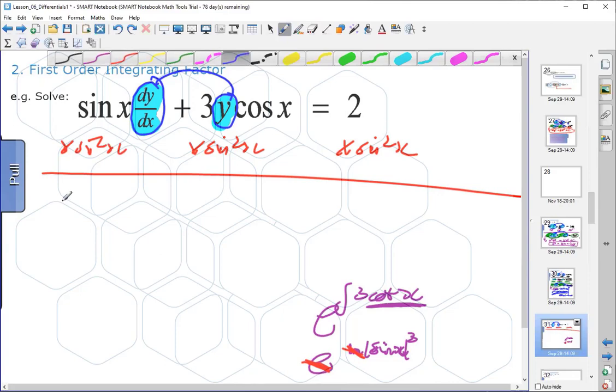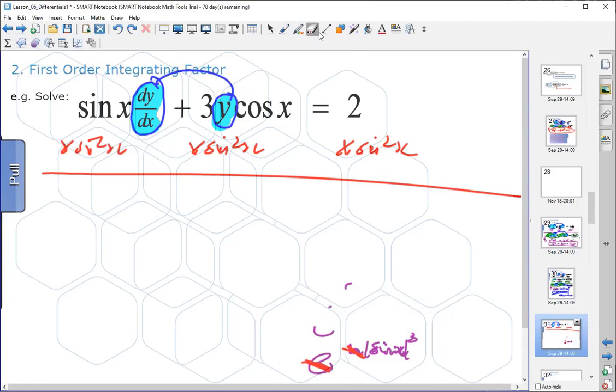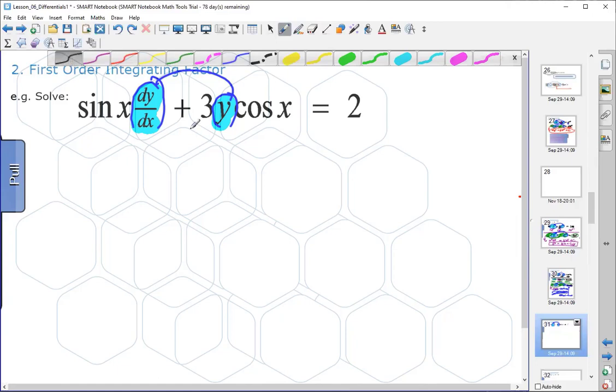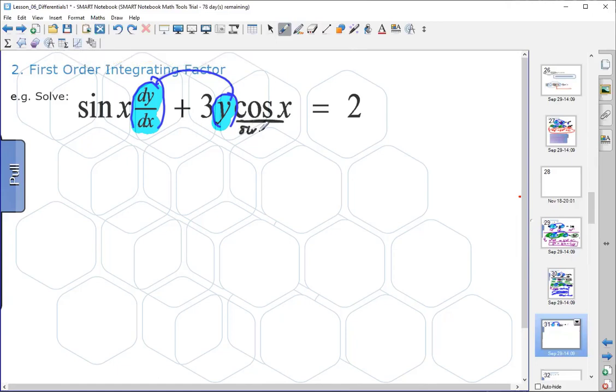Please, can you repeat that? I don't understand why you multiply by sine squared x and not sine cubed x. Okay. Did I do this properly? What's my next step supposed to be if I'm going to do it properly? I've matched up the y with its dy by dx. You're supposed to get rid of anything in front of that.